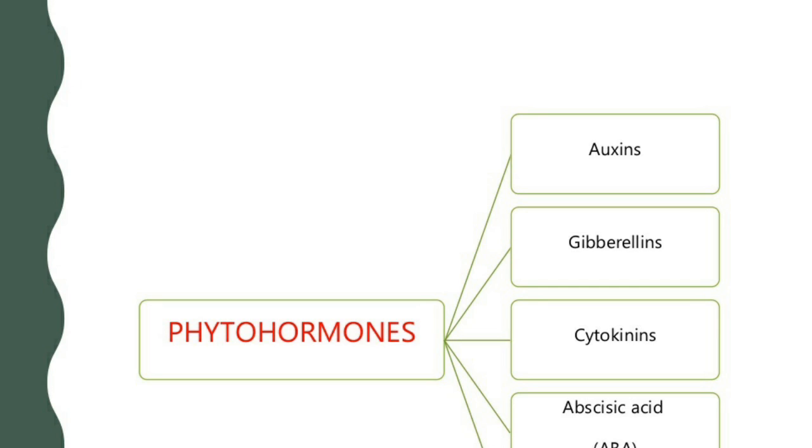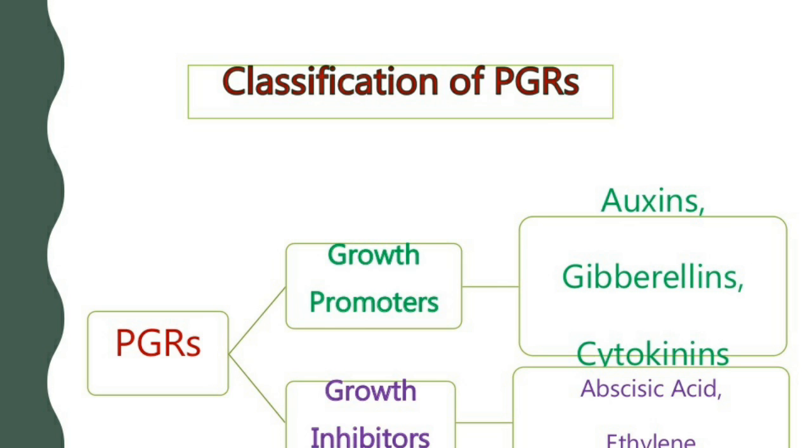There are 5 types of phytohormones: auxin, gibberellin, cytokinins, abscisic acid, and ethylene. Classification of plant growth regulators, that is divided into two: growth promoter and growth inhibitor. Growth promoter hormones are auxin, gibberellins, and cytokinins, and growth inhibitor hormones are abscisic acid and ethylene.